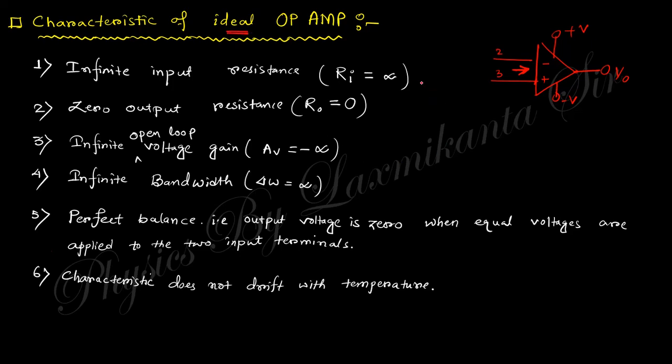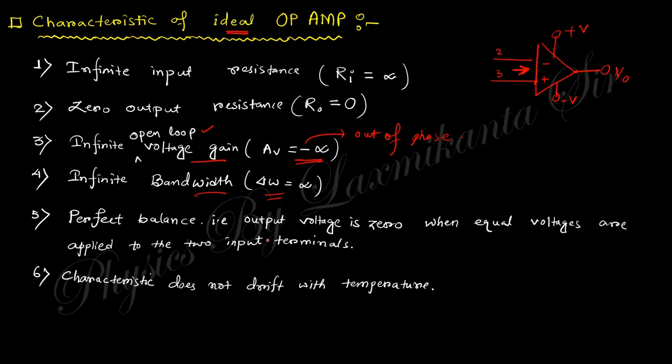For the ideal op-amp, the input impedance is infinite and the output impedance must be 0, and the open loop gain, that means there is no feedback element. You know about the feedback element, in the previous lecture we discussed the feedback amplifier. If there is no feedback element, the voltage gain must be infinite. The negative sign denotes out of phase. And the bandwidth is infinite, the bandwidth of the frequency range will be infinite. This is all about the ideal.